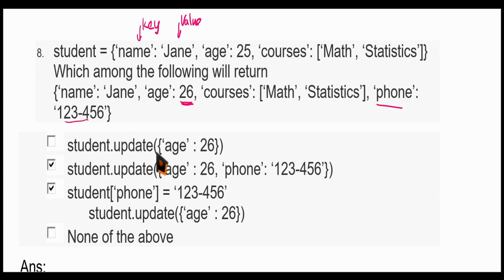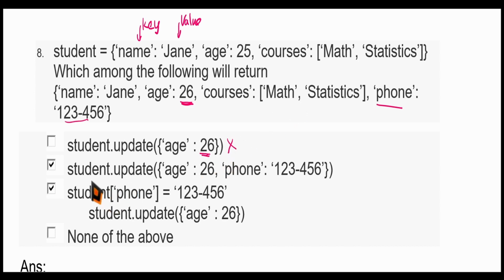So in the first case, update age 26. Already age is 25. Now age will be updated to 26. But according to the result, phone and that value, phone number should also be added. So this will not provide or add the keys and values according to the requirement. So this is not correct.